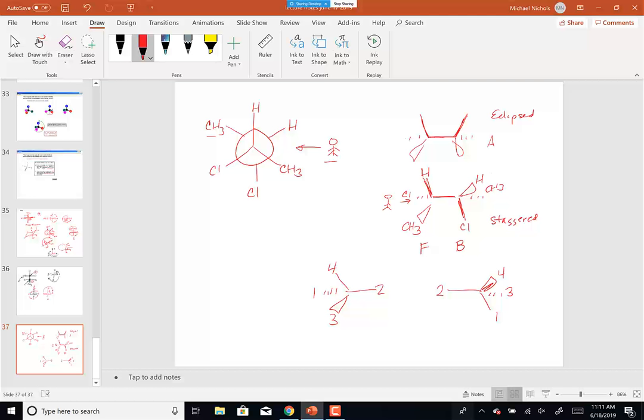So now I've taken and I've converted my Newman into a sawhorse. And I've taken my sawhorse and I've split it in half. So now I can do the left side, which was the front, the right side, which is the back. And so for the left, the front carbon, what's its configuration, R or S? S?